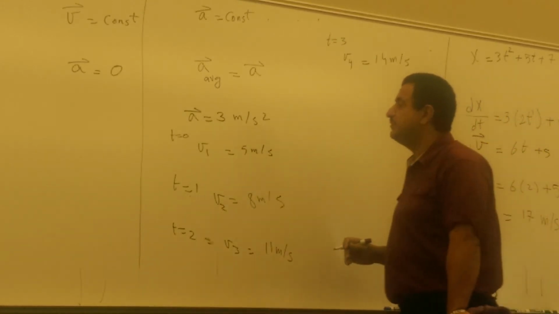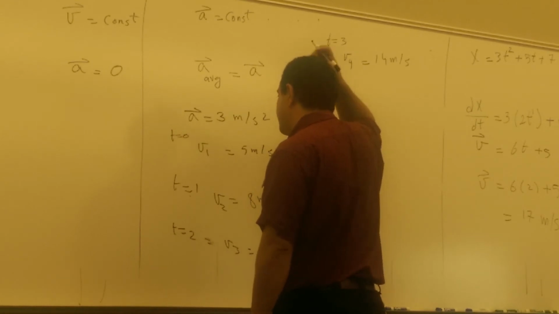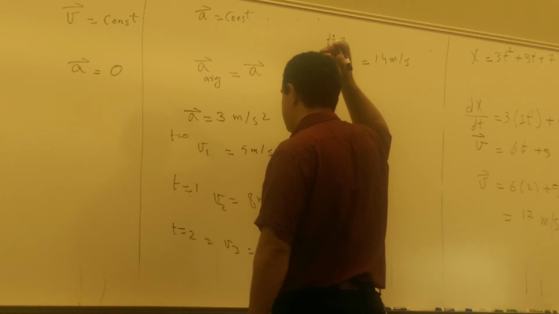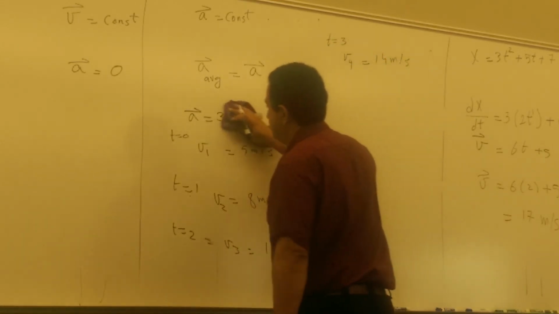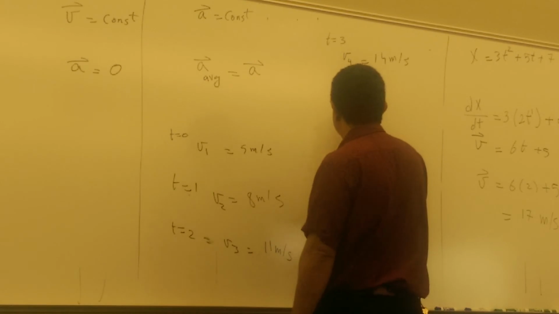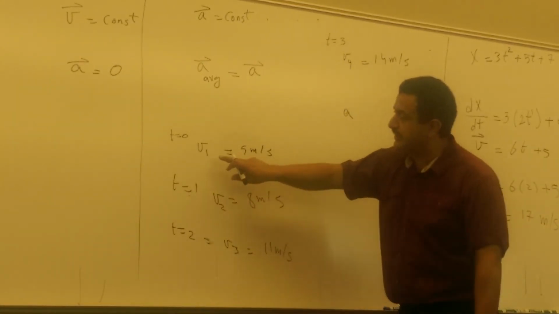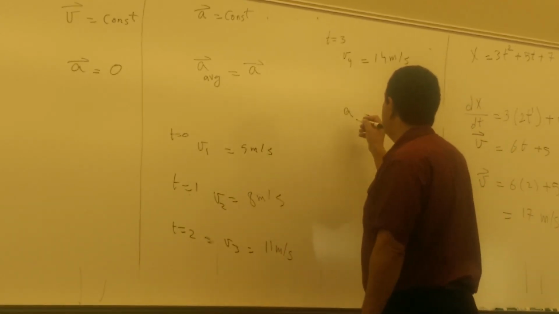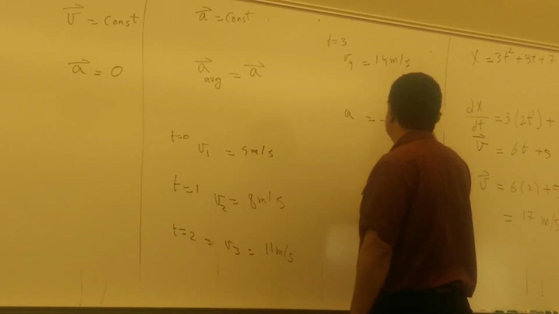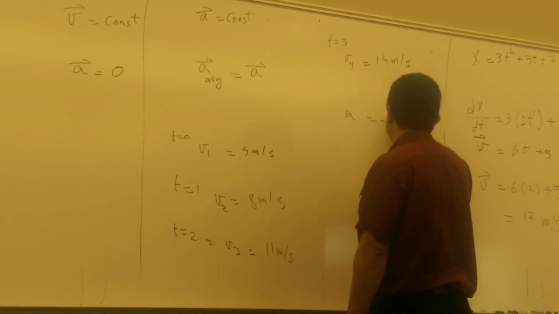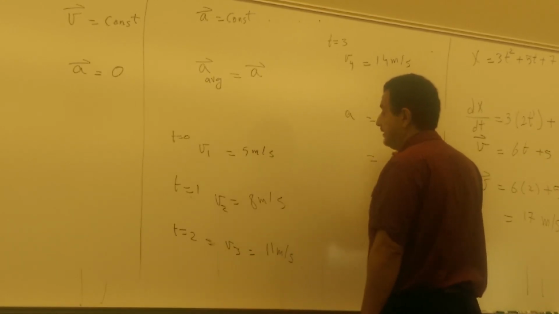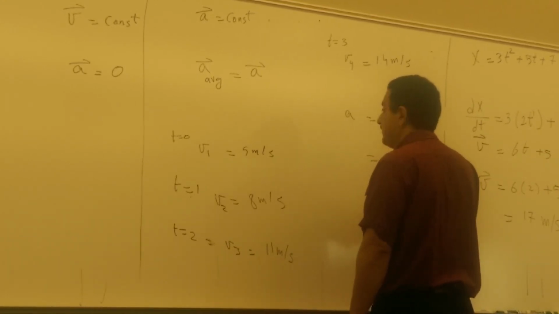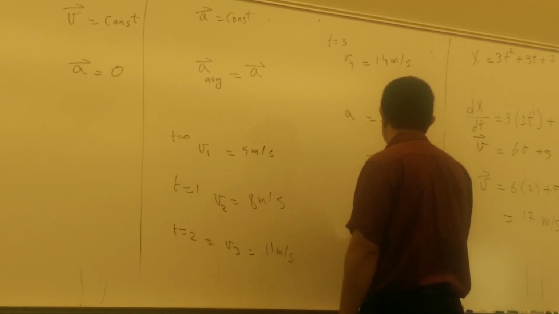Okay, so if I wanted to find my acceleration, what do I want to find? Let's assume I want to find the acceleration between these 2 points. What is it? 3. It's going to be delta v over delta t. And this is going to be 8 minus 5 divided by 1 minus 0, which gives me 3.